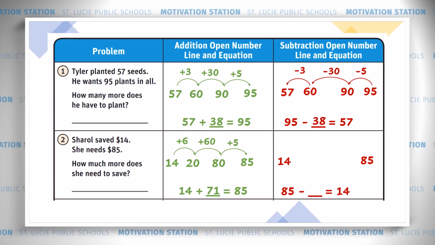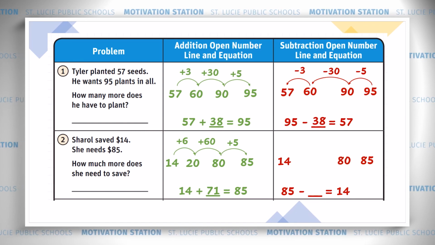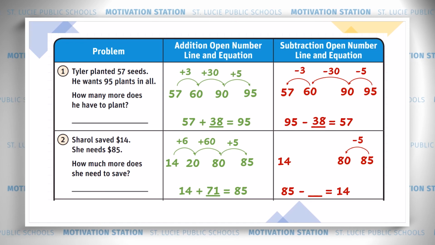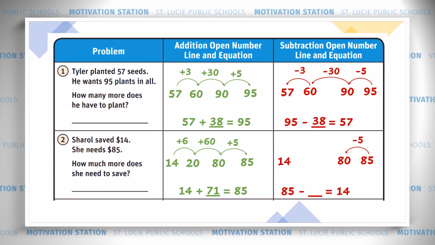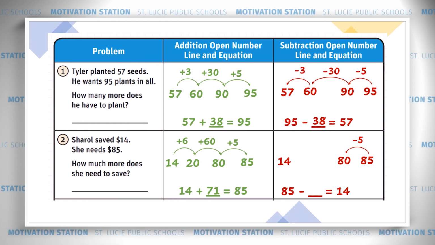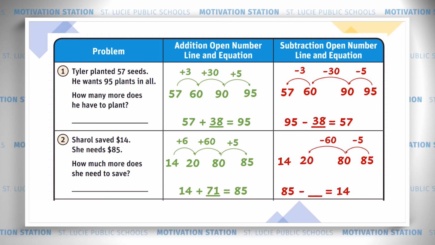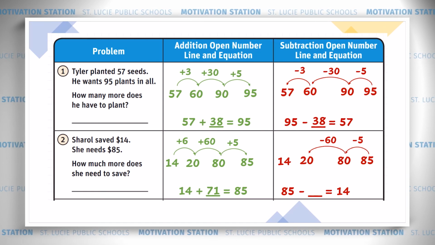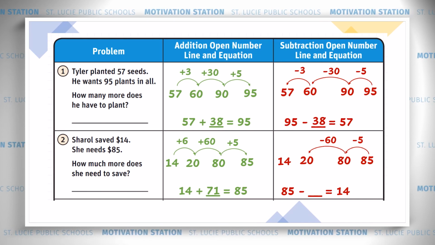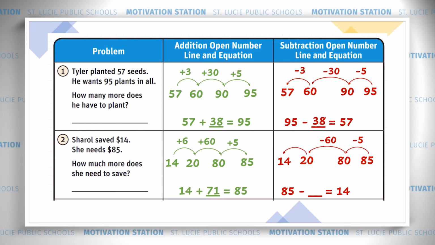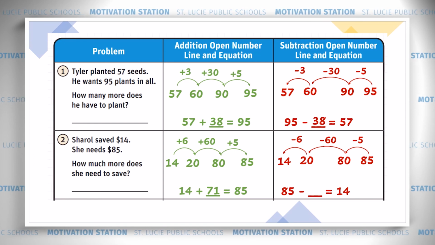My first jump, I want to do 85. Let's get to an easy 10. So 80. 85 minus 5 is 80. That's easy enough. Then I can think about a nice easy jump to something close to 14. Well, 20 is close to 14, and that would be minus 60. So 80 minus 60 equals 20. And then I just have to get from 20 to 14. Well, that's minus 6. There we go.